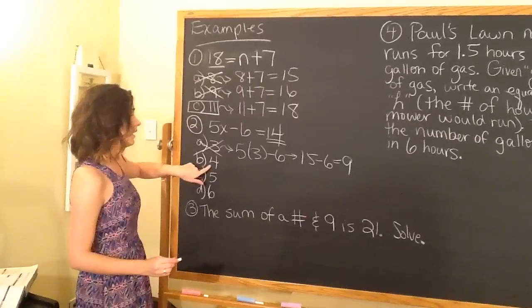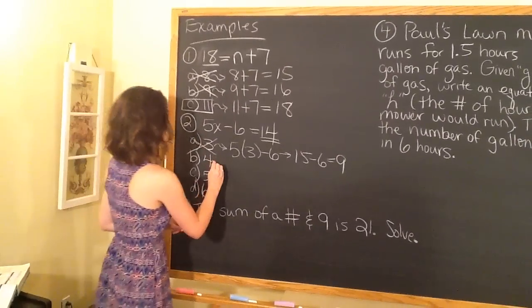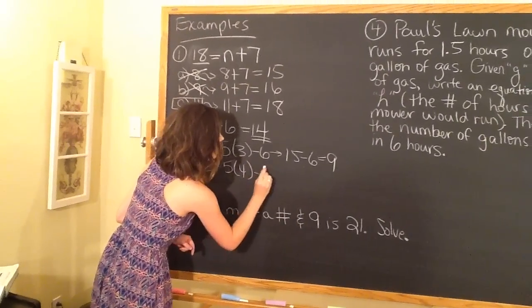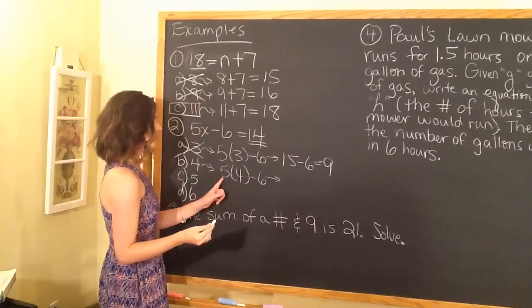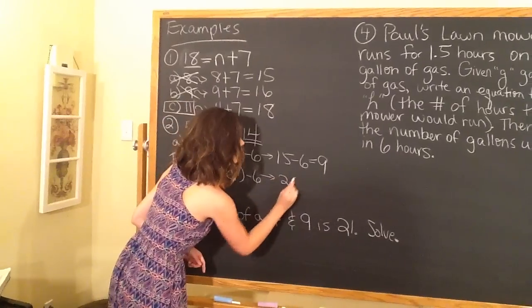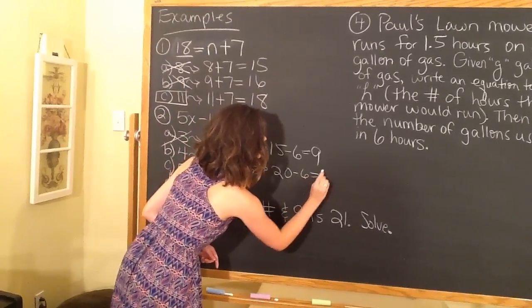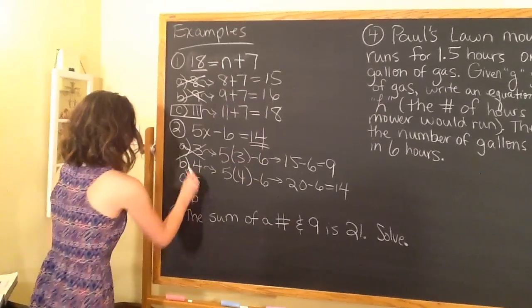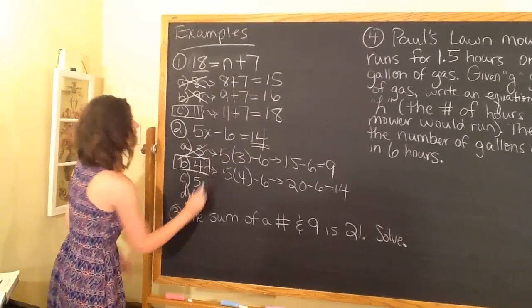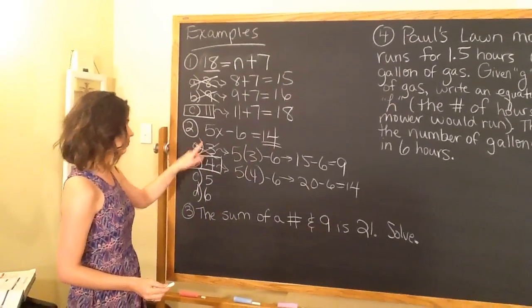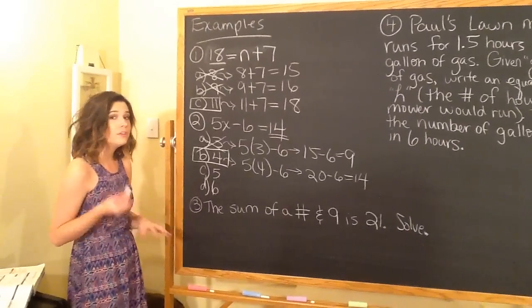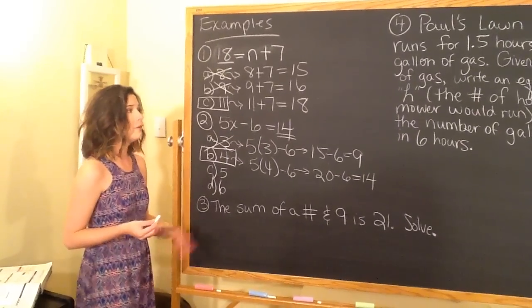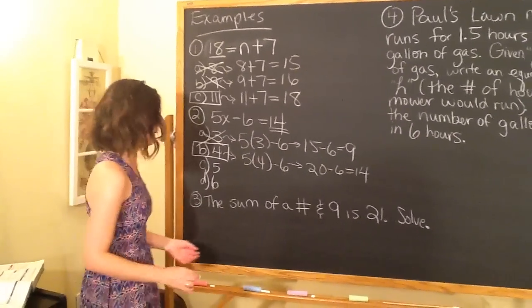Let's go ahead and plug in 4 for x. If we have 5 times 4 minus 6, what do we get? 5 times 4 gives us 20, and 20 minus 6 gives us 14. Is that our answer? Yes, it is. So 4 is the solution to this problem. We've done a few different types of problems like this in other lessons, but we're going to apply it to our equations this time.